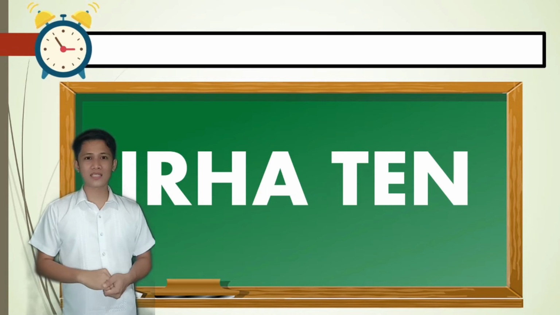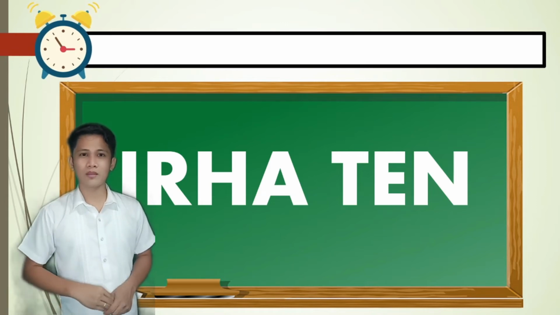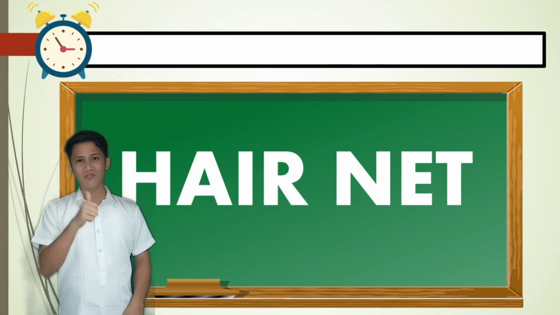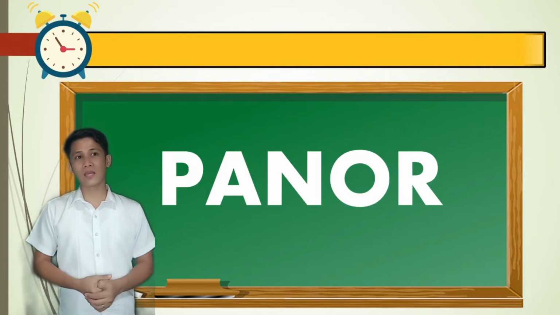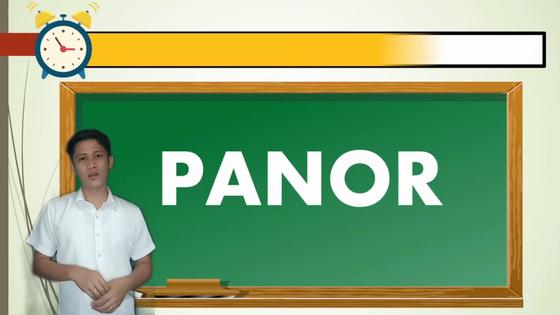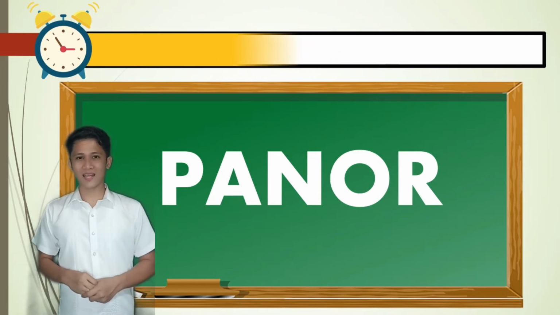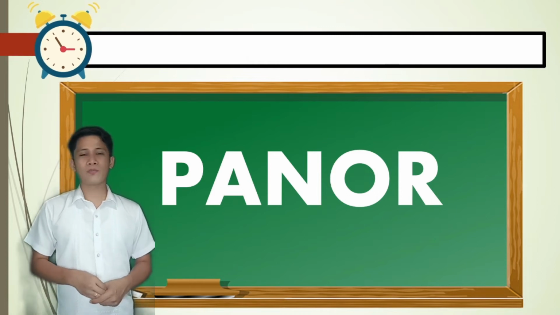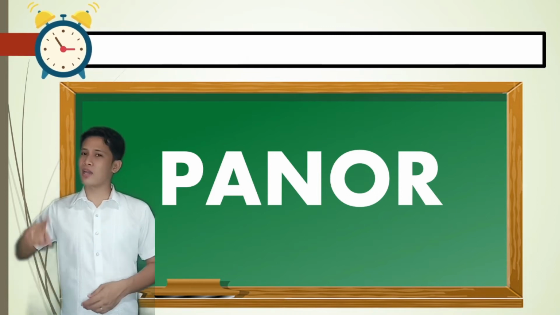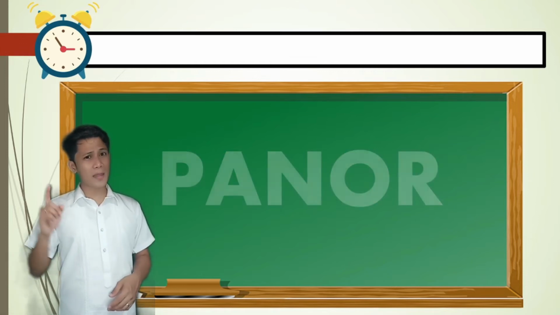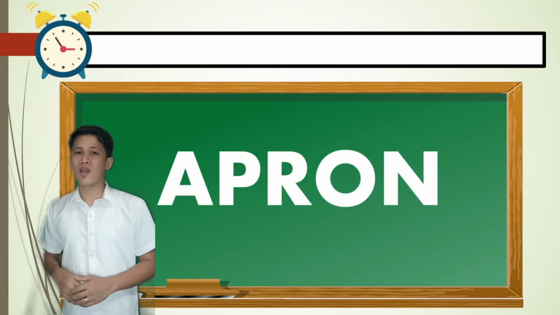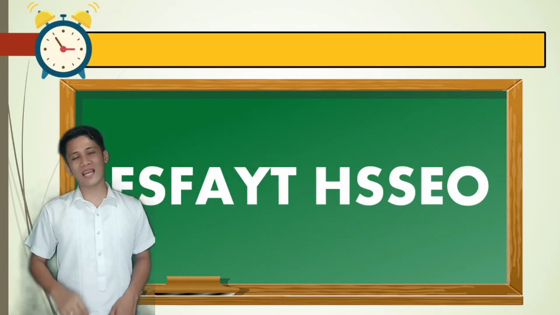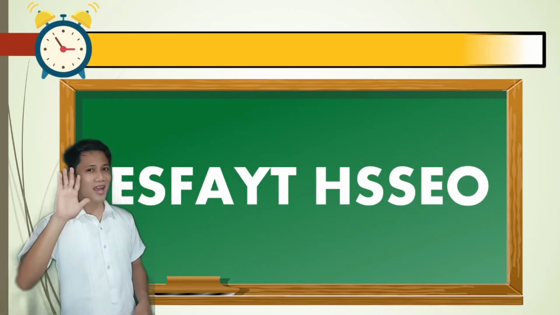If your answer is hairnet, then you've got the correct answer. Good job! Then let's have item number 4. If your answer is apron, then you've got the correct answer. Good job! Then let's have the last item, item number 5.